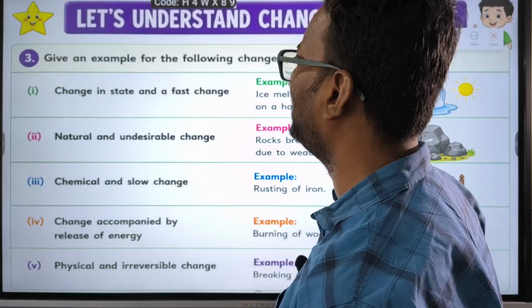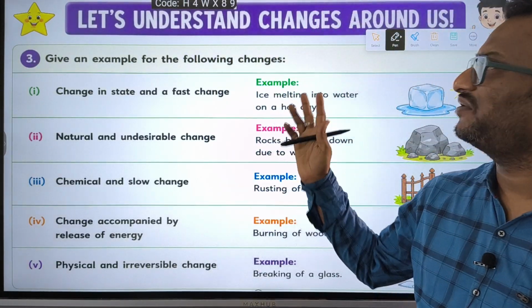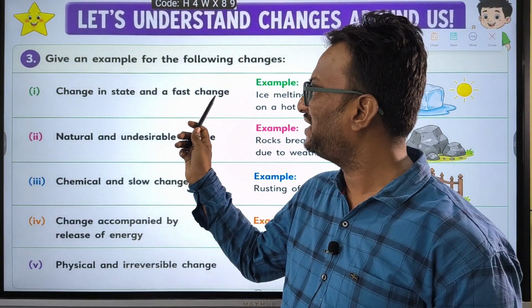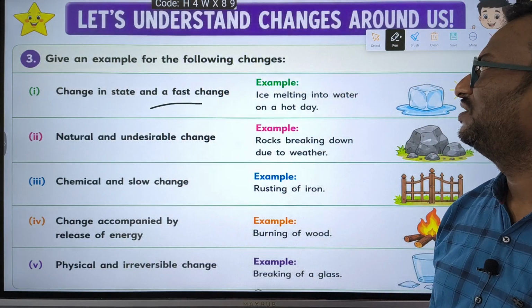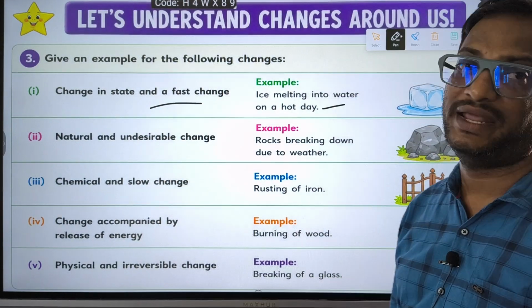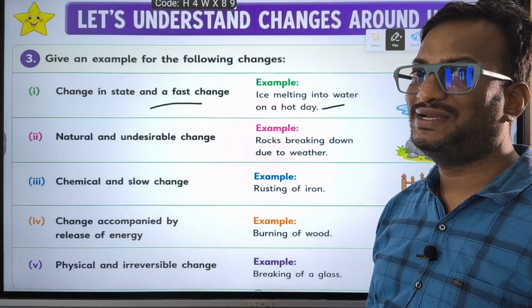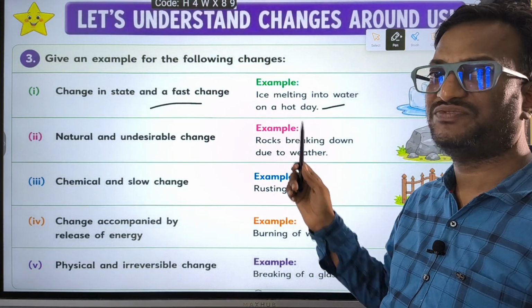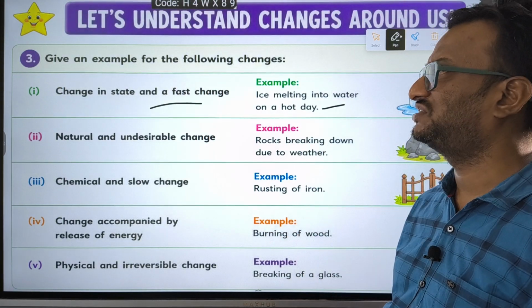Let us understand the changes around us. Give an example of the following. Change in state and a fast change: ice melts into water on a hot day. The change is taking place from solid to liquid and it is a fast change.